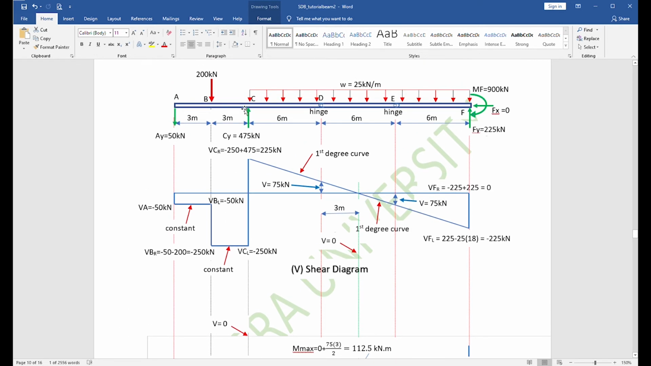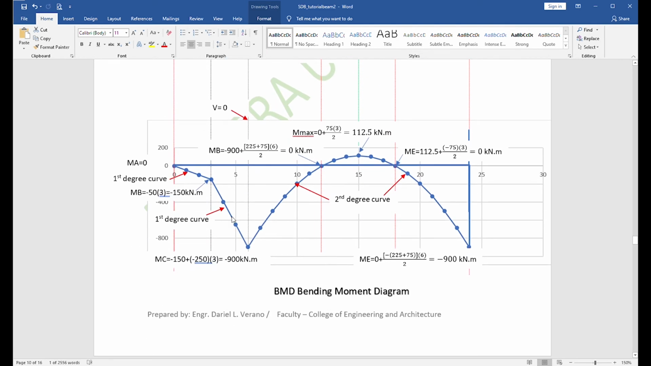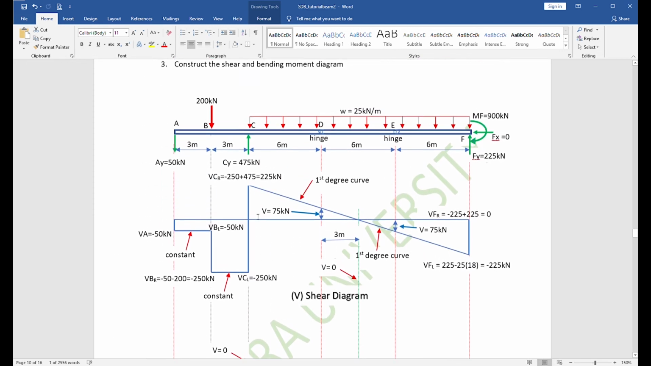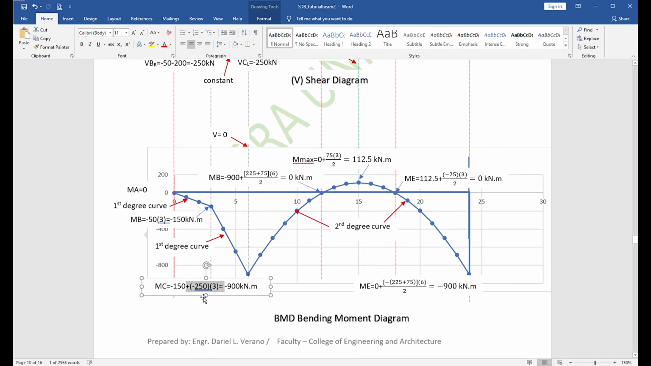Paano naman yung ordinate dito sa point C ng moment diagram? So that is just equal to the moment at point B. Then i-add natin uli yung area ng shear diagram between B and C. So ito yung area na yun ng shear diagram. Since this area is negative, consider din natin yung sign. So that is negative 150, the moment at point B, plus itong shear between B and C. Negative 250 times 3, kuha natin itong negative 900 kN meter.